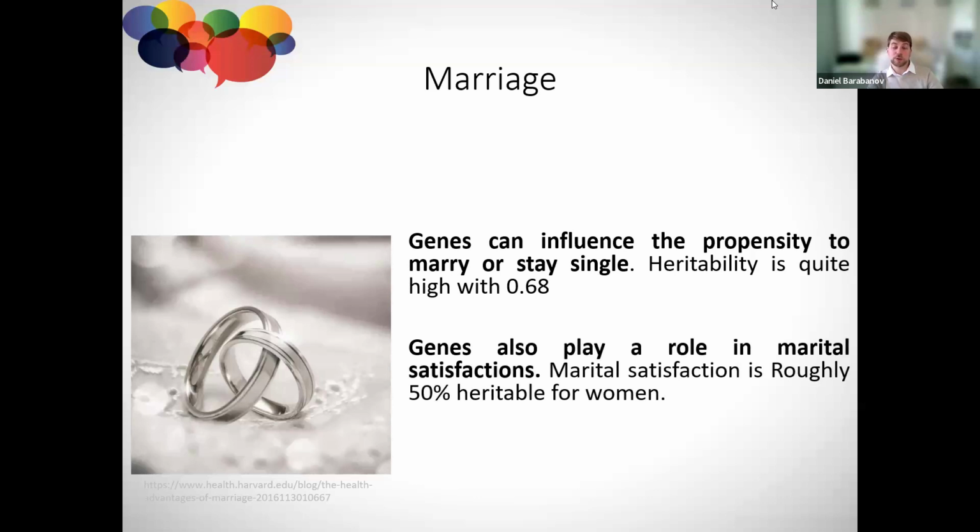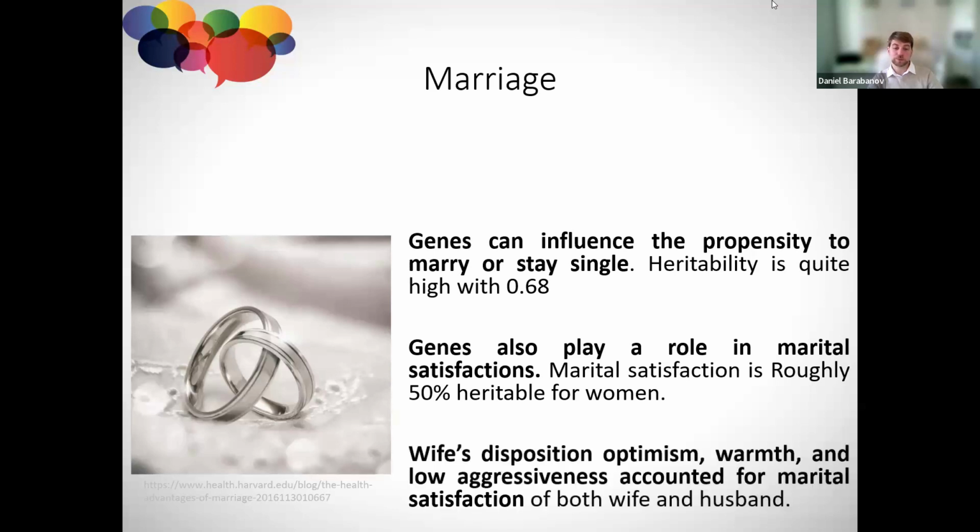Satisfaction of marriage is also connected to genetics, which is interesting. It's 50% dependent on genes for women, and an even more interesting finding is that personality qualities, traits of the wife, such as optimism, emotional warmth, and low aggressiveness, correlated with higher marriage satisfaction for both wife and husband. Actually, quite an interesting story.